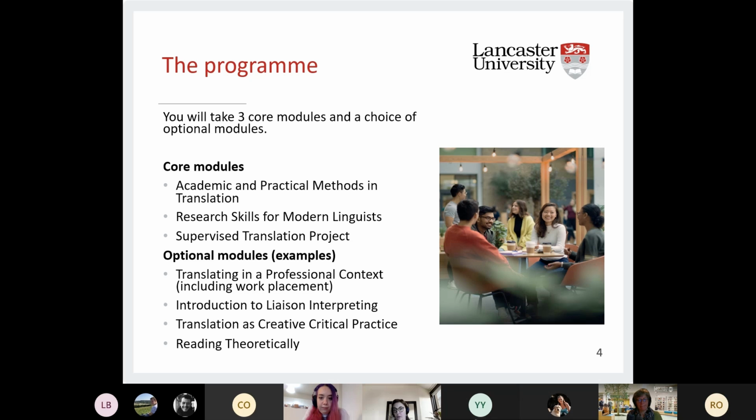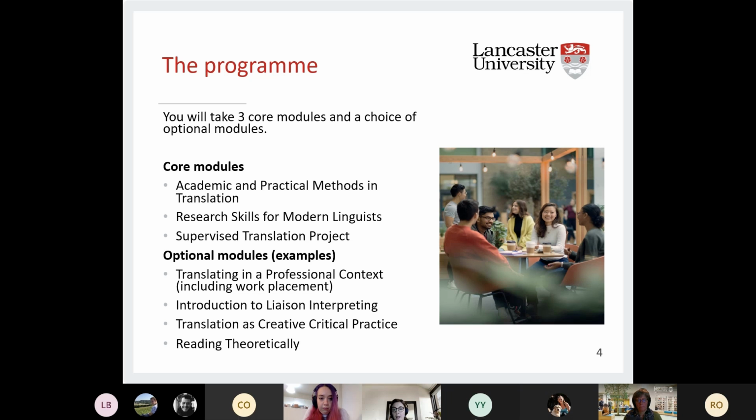This translation project takes the whole year to do. You have the whole year to do that, and it is supervised, and you hand it in at the end of August. So it consists of a translation and then a commentary. And then you have a range of optional modules to choose from.